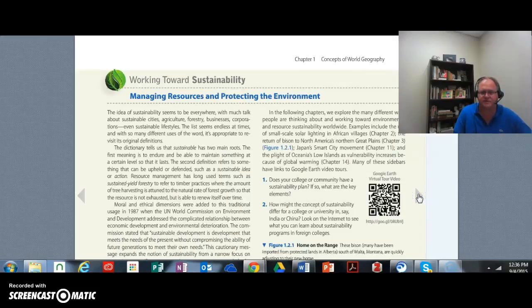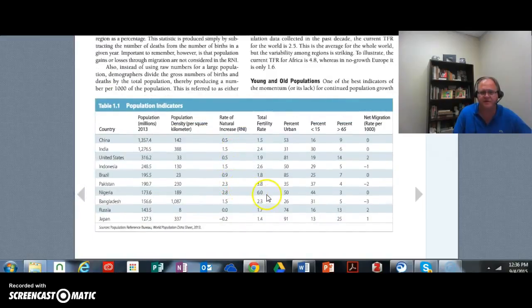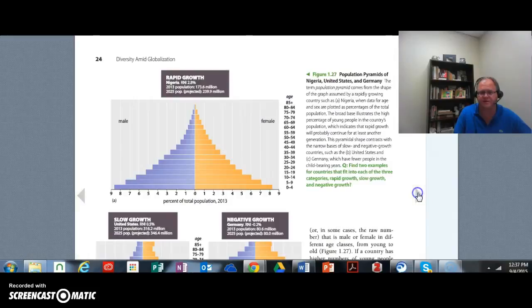Also important, well, let me show you here. Notice Nigeria. 6 children per woman on average. That's a rapidly growing population, and in fact their population pyramid looks like this. It's a nice pyramid, and when you see these nice pyramids, it means the population is increasing rapidly. Down below, the lower part of the pyramid, is the younger age groups, and they are larger in number than the older age groups.